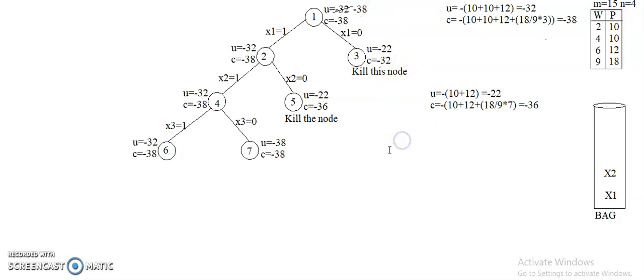Now I need to compare this upper bound with this. Even though both the costs are the same, I need to compare with the upper bound. The upper bound here is minus 38. Minus 38 is smaller compared to this minus 32. So now kill node number 6. For this reason, node 6 is being killed. Now I need to explore node number 7 by adding node 8 and node 9.